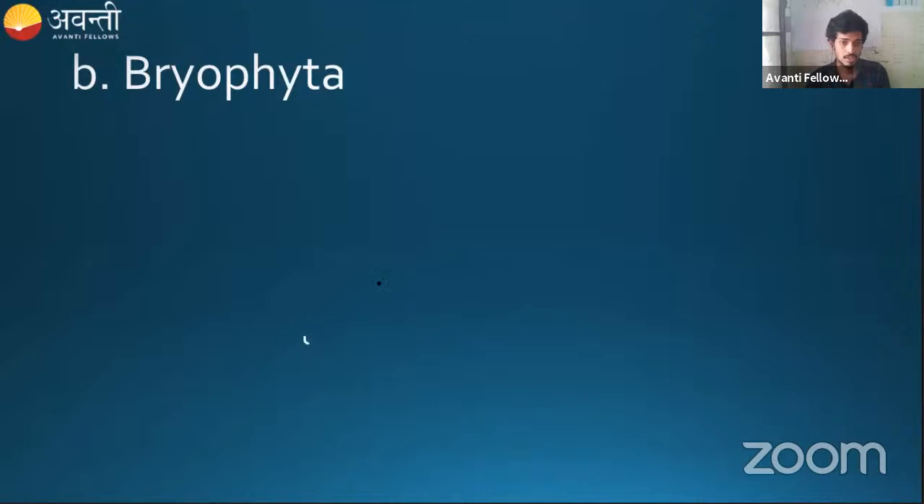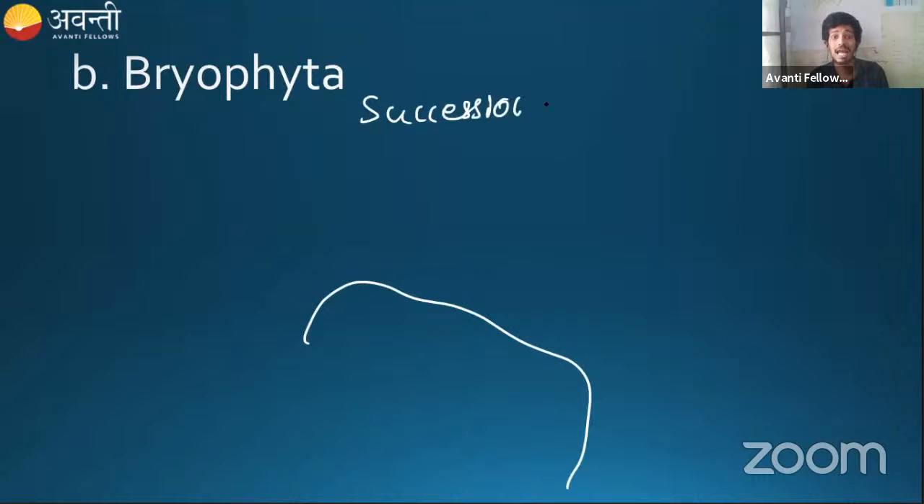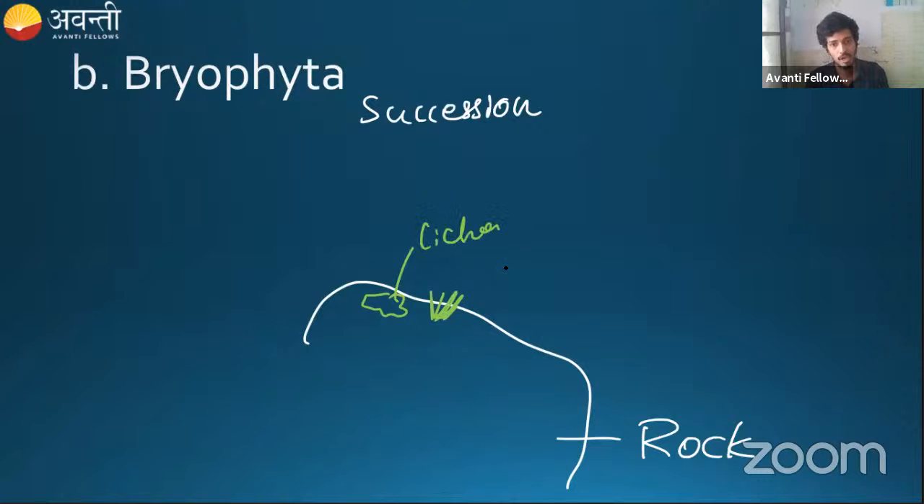So guys, think like this. How will succession happen? Succession means the origin of plants on barren land. Think that it's a rock, and it's highly solid. Then what happens? The lichens start to grow and the bryophytes start to grow. How can they grow?